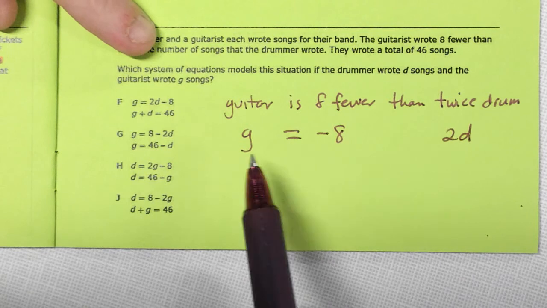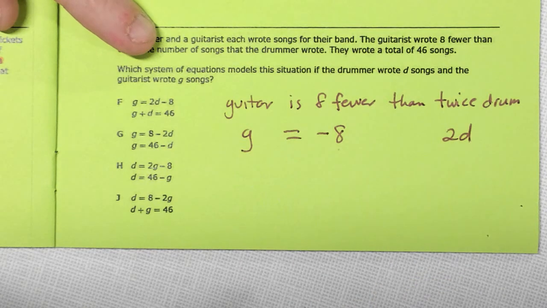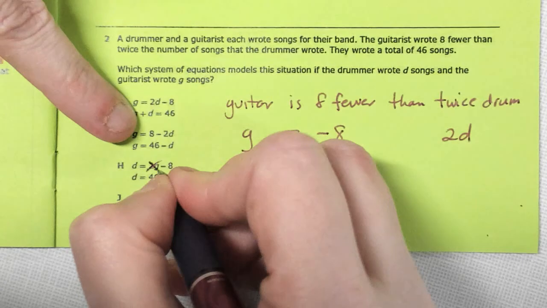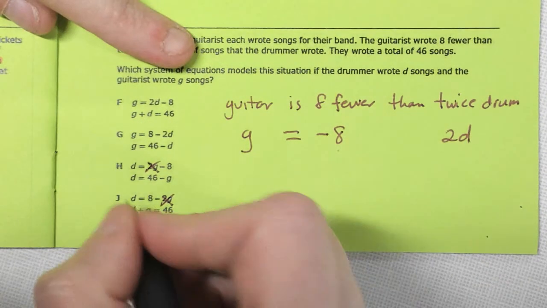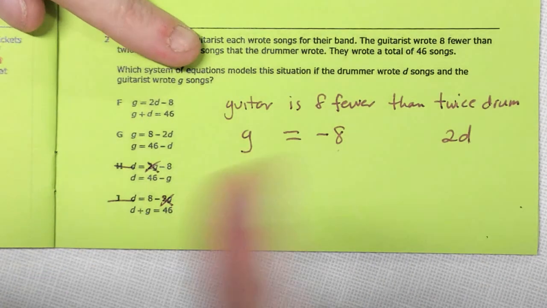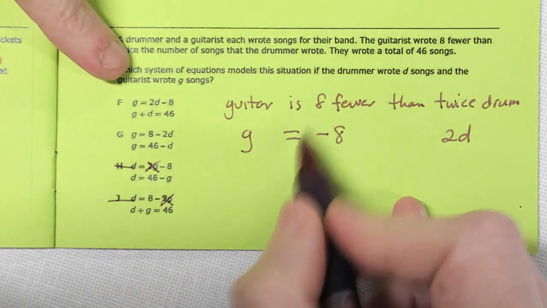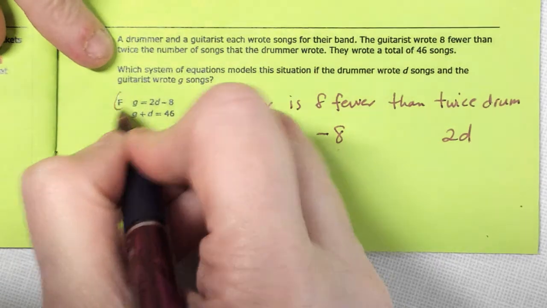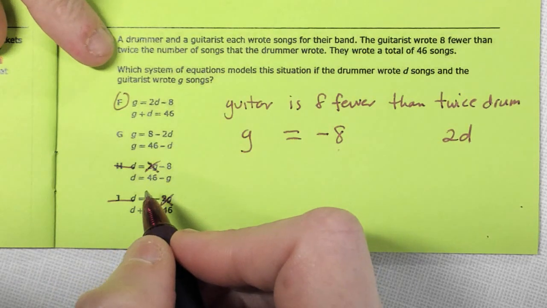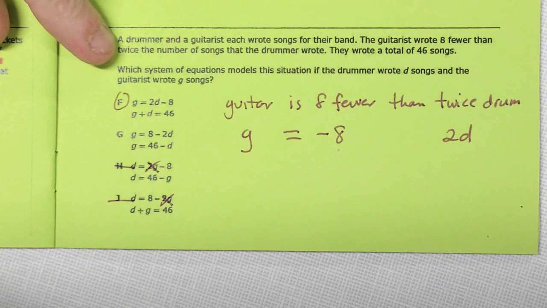So first of all, I'm looking for a minus 8 and a 2D together. Right here, I see 2G, so I know it can't be H or J because they have 2G, not 2D. Now I need a minus 8 and a 2D. Which one has a minus 8 and a 2D? F does. What does G have? G has 8 minus. That's why 8 fewer means minus 8.